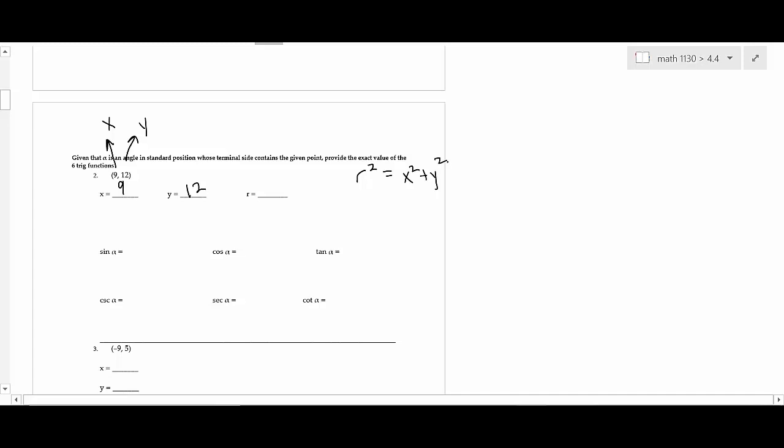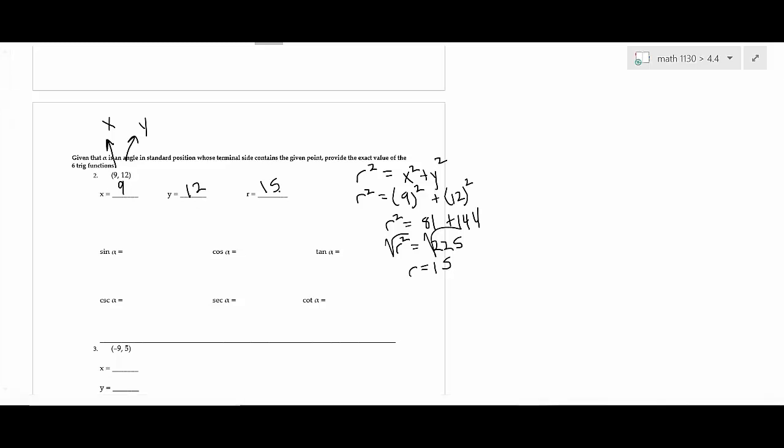Sometimes you'll get whole numbers, sometimes you'll get radicals. So r squared equals 9 squared plus 12 squared. That gives r squared equals 81 plus 144. So r squared is equal to, what is that, 225? Yeah. Then you take the square root of both sides, so you end up getting r is 15. That's called a Pythagorean triple because all of them are whole numbers.